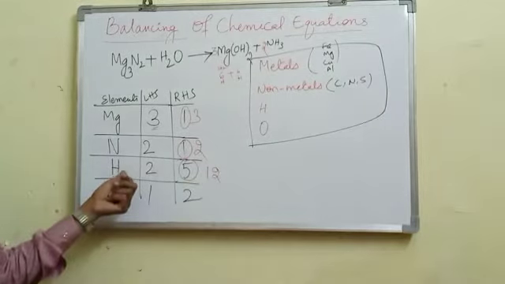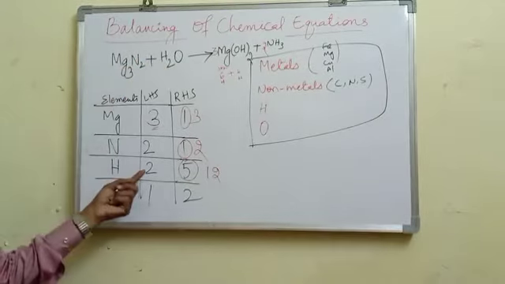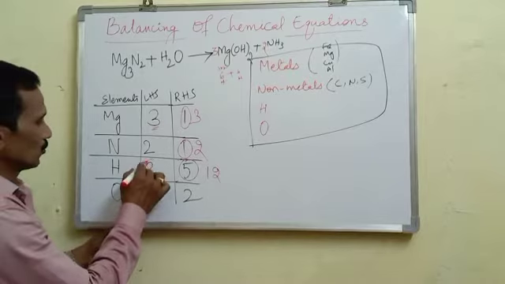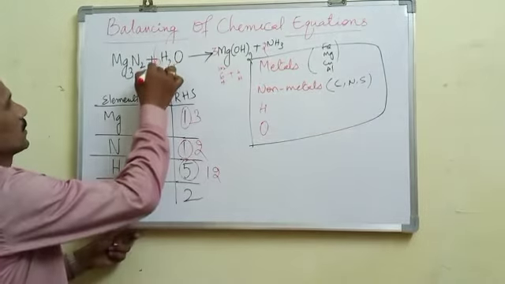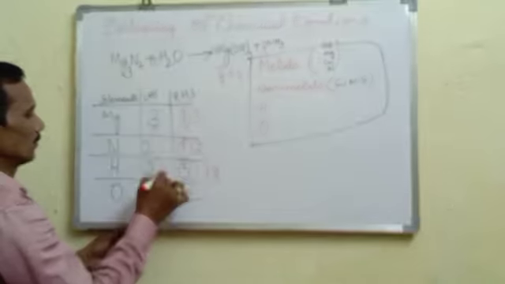How many hydrogens are at the left hand side? Only 2. To make it 12, we multiply with 6. 6 2s are 12.